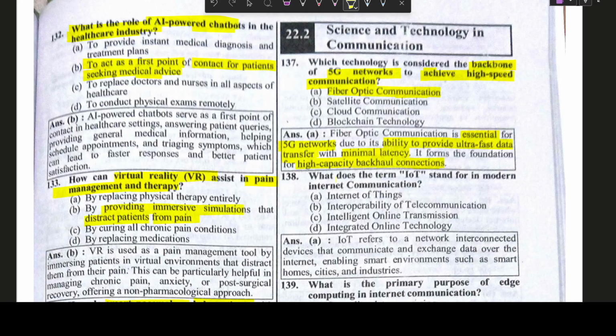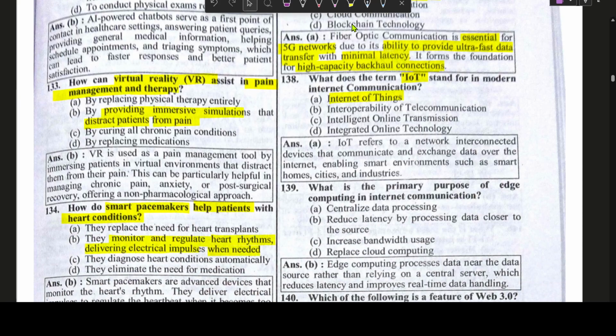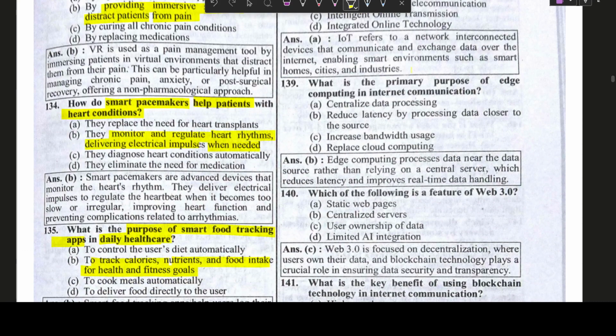What does the term IoT stand for? So IoT stands for Internet of Things. IoT refers to the network of interconnected devices that communicate and exchange data over the internet, enabling smart environments such as smart homes, cities, and industries.